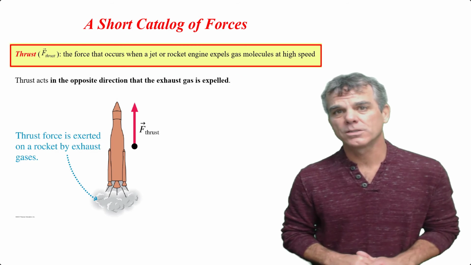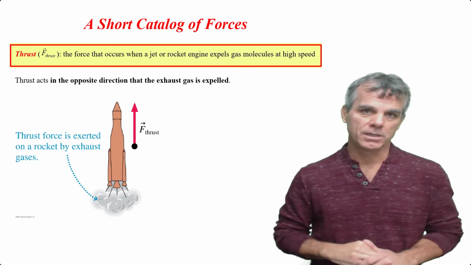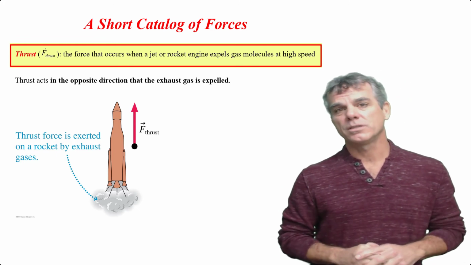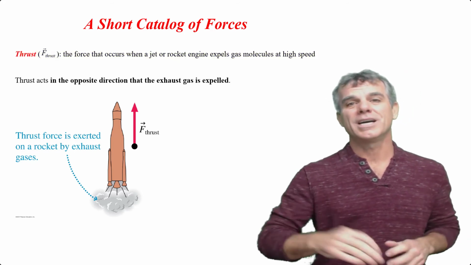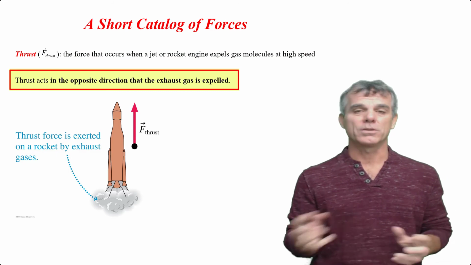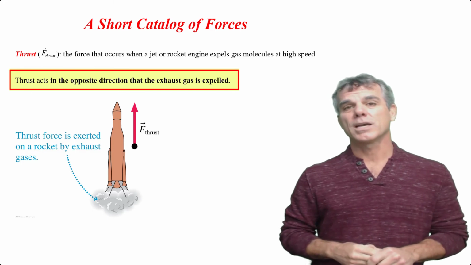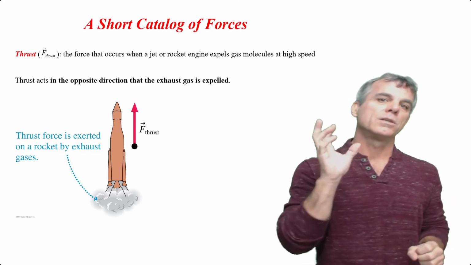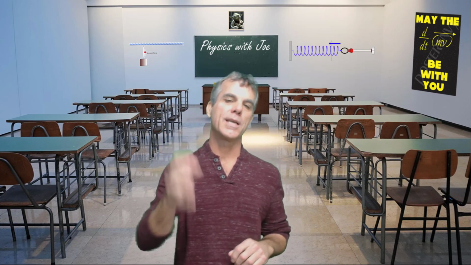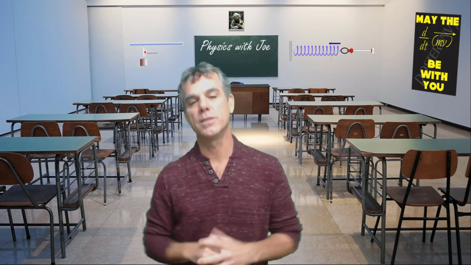Thrust is the force that occurs when a jet or rocket engine expels gas molecules at high speed. To represent thrust, we're going to use the symbol F with a thrust subscript. The direction of thrust is always in the opposite direction that the gas molecules are expelled. And it's really just a result of Newton's third law. For example, if the rocket expels the gas molecules downward, then the gas molecules exert an upward force on the rocket called the thrust. Well, that is it for the short catalog of some of the forces you're going to see when we start doing dynamics problems using Newton's second law.